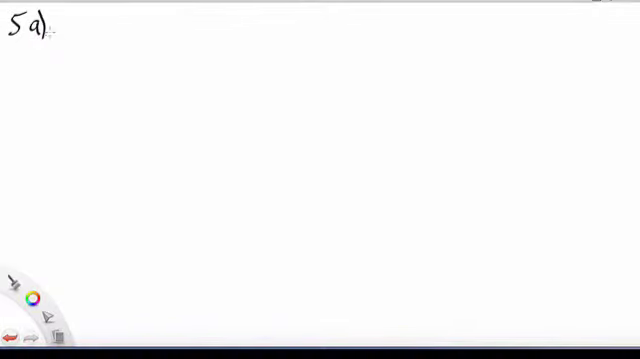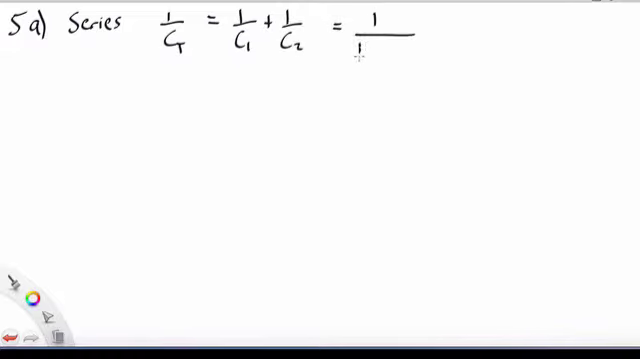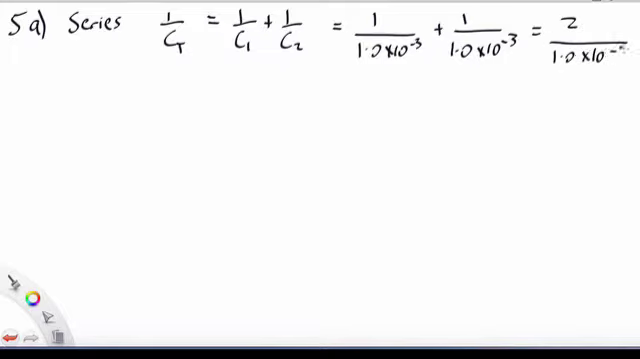Now question 5. Firstly, when capacitors are in series, we have 1 over the total capacitance equals 1 over C1 plus 1 over C2. So we have 1 over 1 × 10^-3 plus 1 over 1 × 10^-3. Now we can continue to work this out and get that then CT equals 0.5 × 10^-3, or you could just remember that when they're equal capacitances in series, then the total will be half. It's just like resistors in parallel.